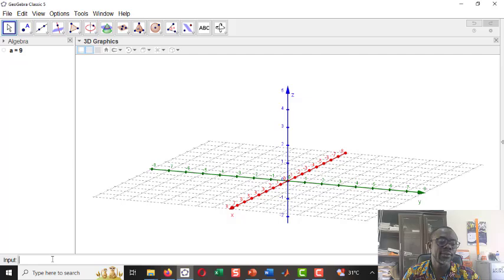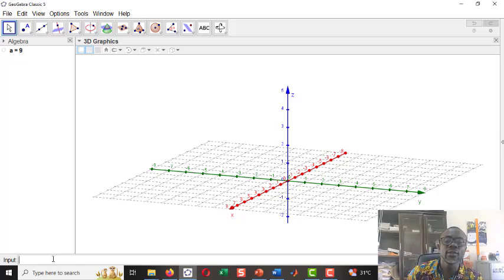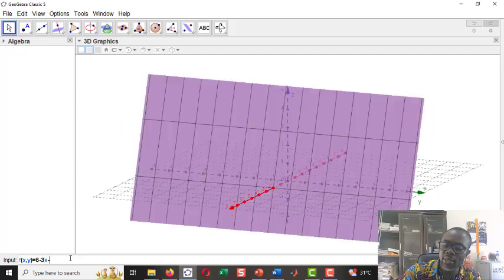So we can type the function straight away, and then the graph will be drawn. So if I type the function straight away, let me delete this. I'm going to have f of x comma y equal to 6 minus 3x minus 2y.